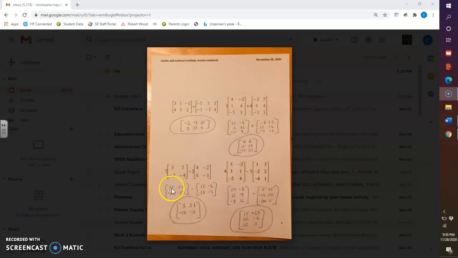And now we subtract the consistent spots. 15 minus 12 is 3. 25 minus a -6 becomes 25 plus 6, which is 31. -10 minus 18 is -28. And -20 minus a -9 is -11.